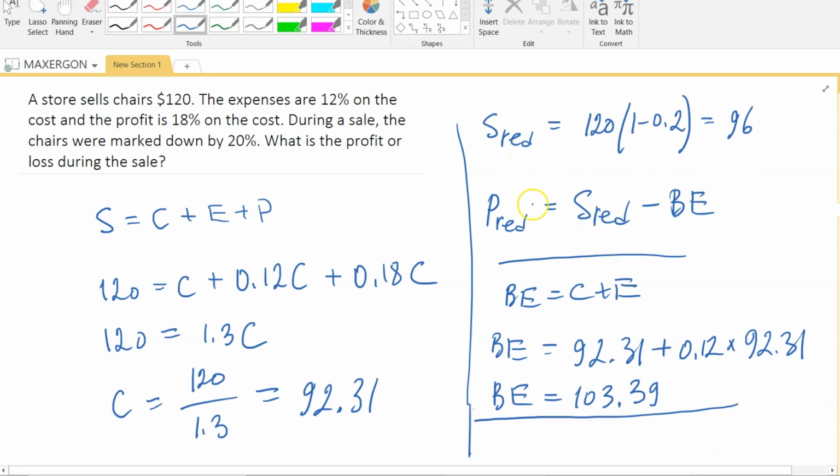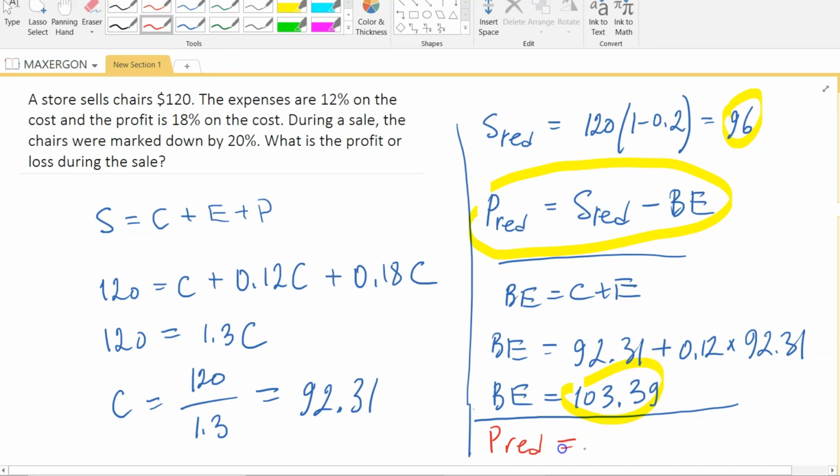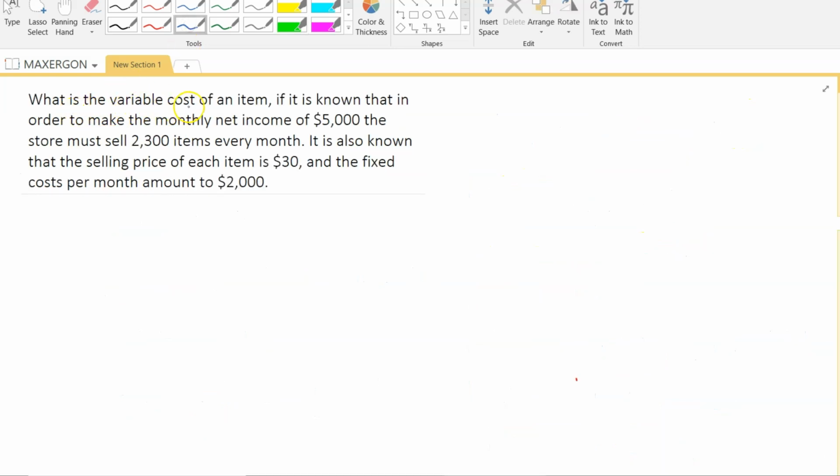So once again, reduced profit, which is given by this formula, is selling price reduced, which we already found, minus break-even price, which we also found. Therefore, we can find that P reduced is equal to minus $7.39. So this minus means it's a loss. Actually, there is a loss of $7.39 during the sale.